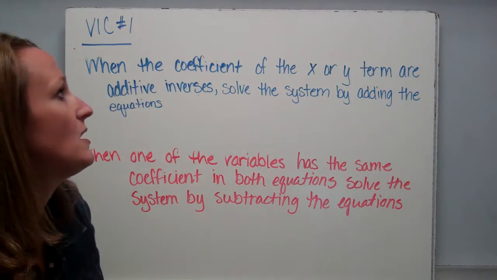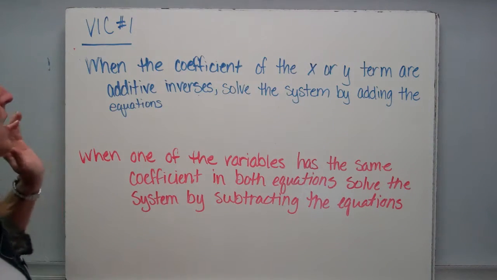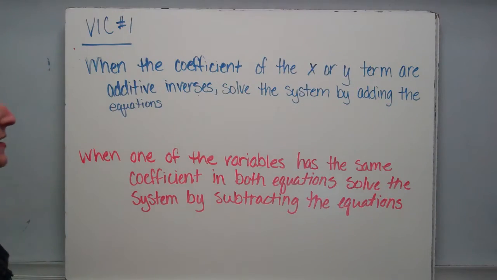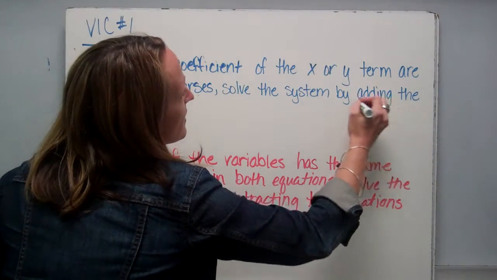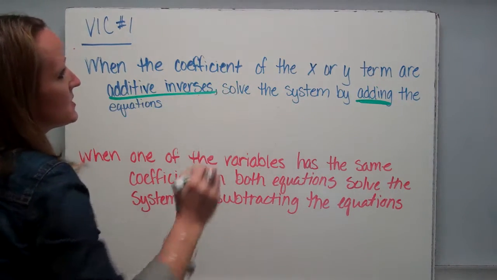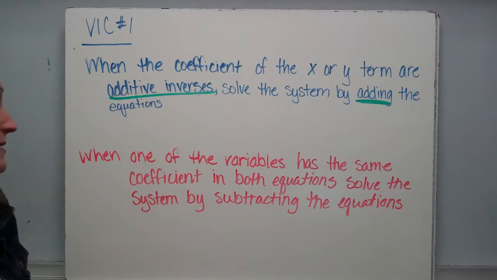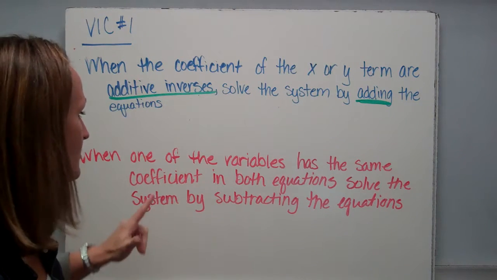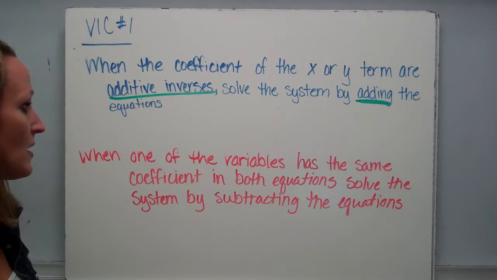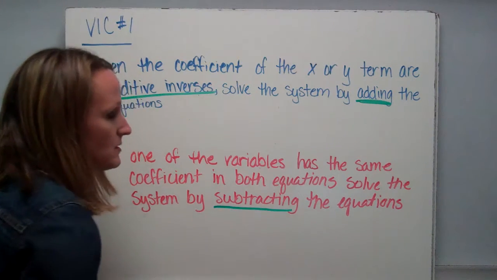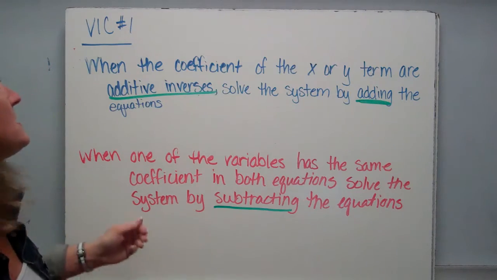All right. Very important concept number one. When the coefficients of the x or the y term are additive inverses, you can solve the system by adding the equations. The key word here is adding: if the x or the y term are additive inverses, you can solve the system by adding. And an addendum to that: if one of the variables has the same coefficient in both equations, then you want to subtract. So what does this mean?